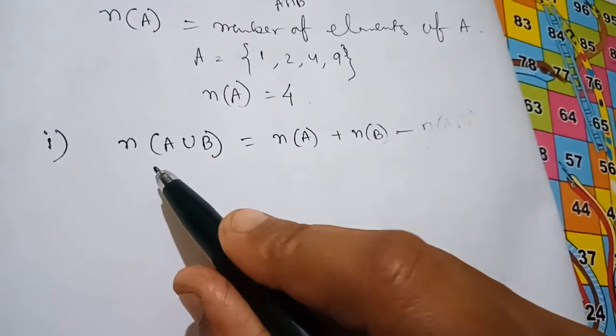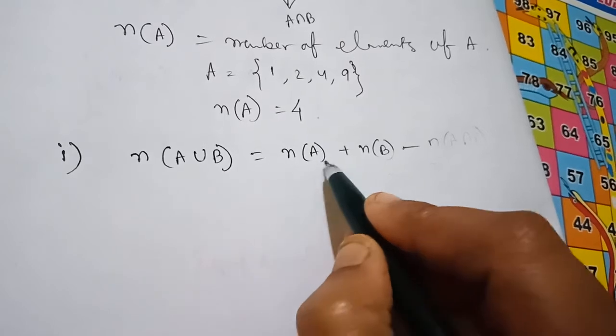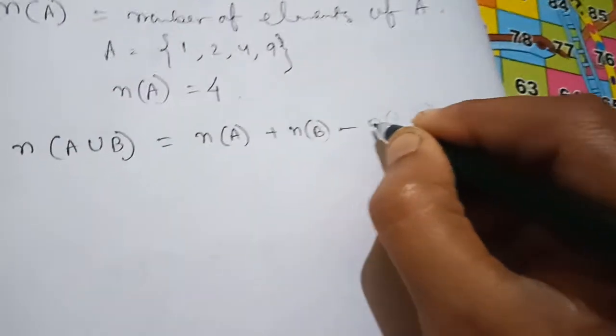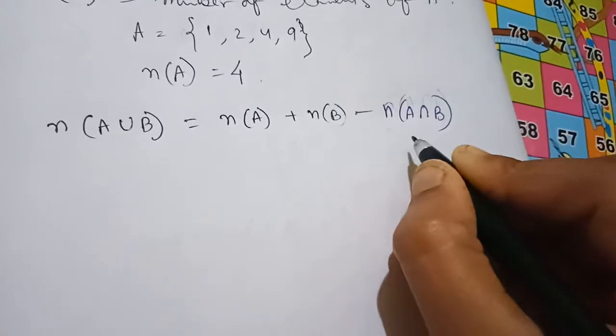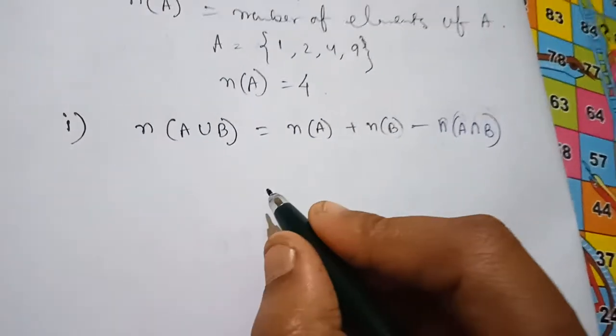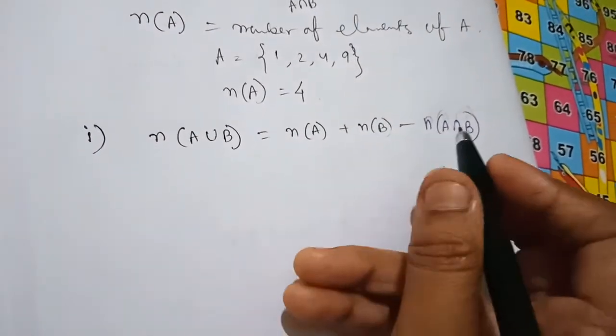I'm repeating it again. n of A union B is equal to n of A plus n of B minus n of A intersection B. Oh my god, this is a blue colored pen. Okay, doesn't matter. So we need to prove it.